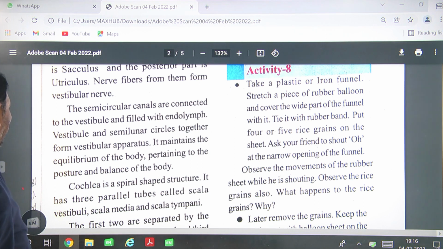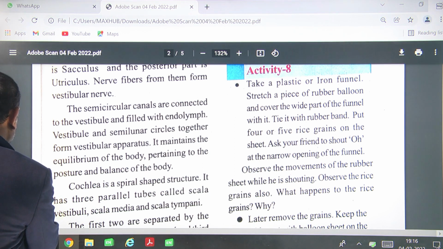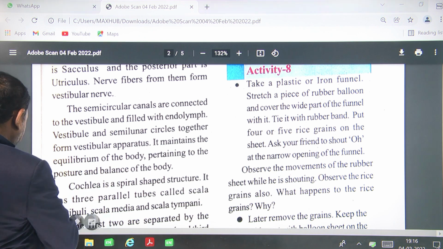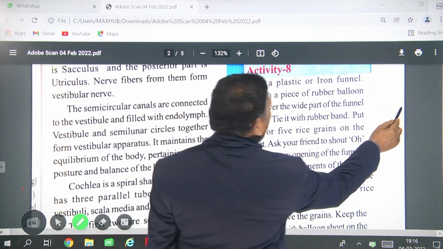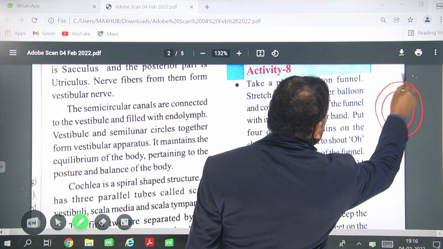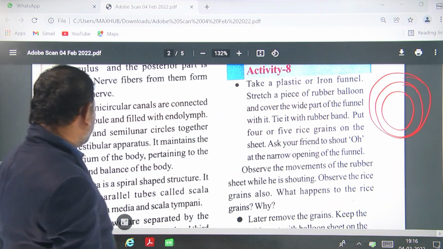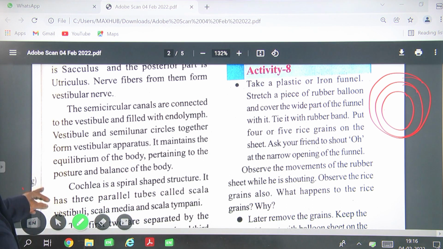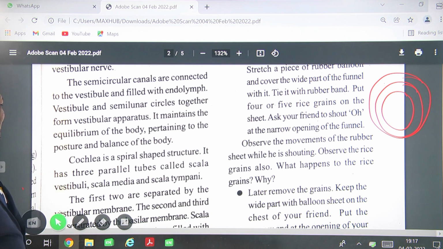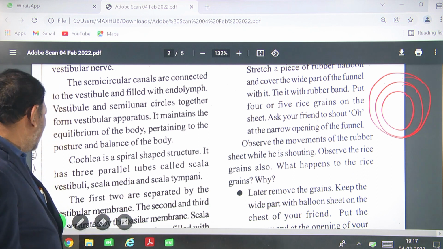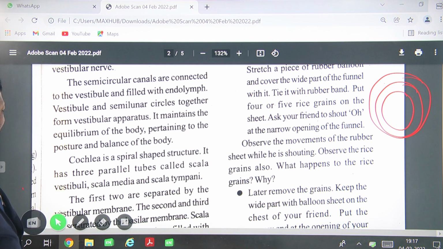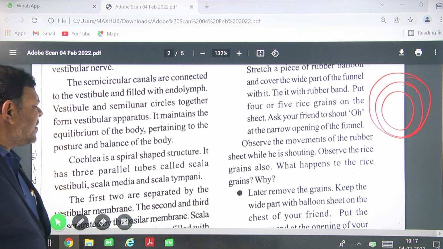It is a structure with three parallel tubes. The first one is the scala vestibuli, the second is the scala media, and the third is the scala tympani.